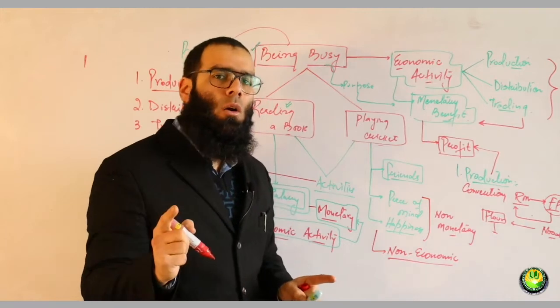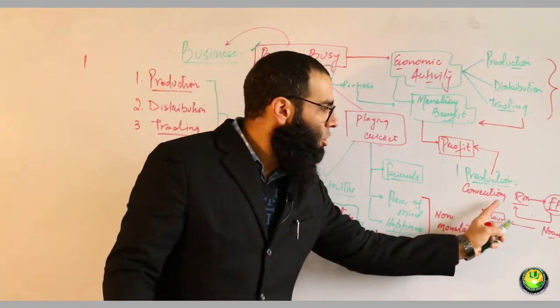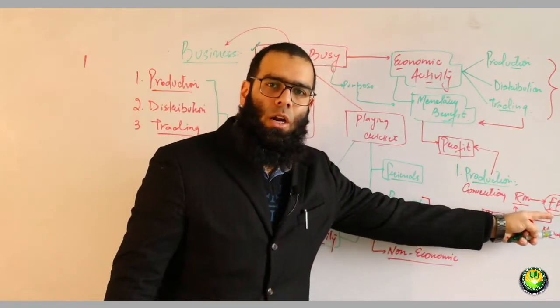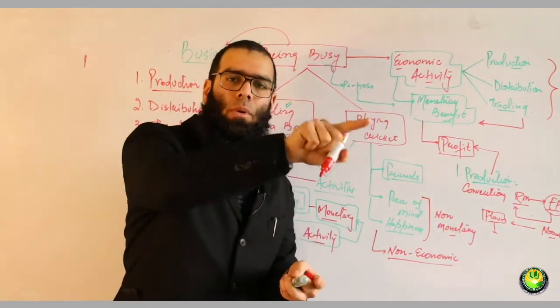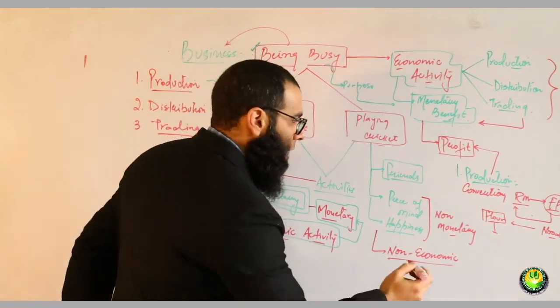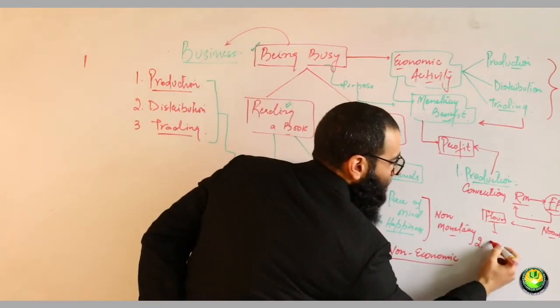So production from now onwards, we will remember, is conversion of raw material into finished product, or we can say it's an activity of transforming raw material into finished product. Then the second activity is distribution.